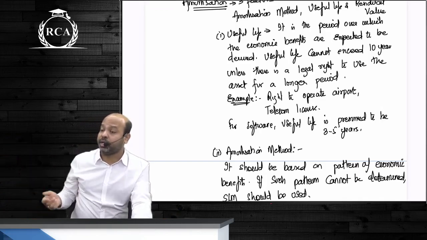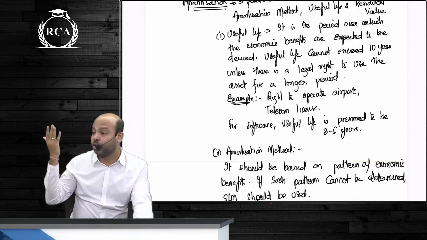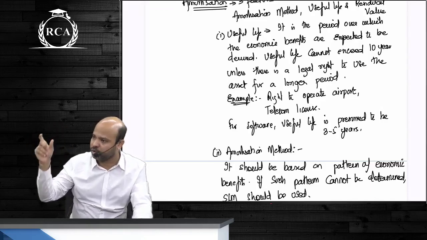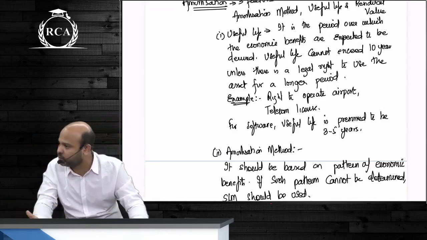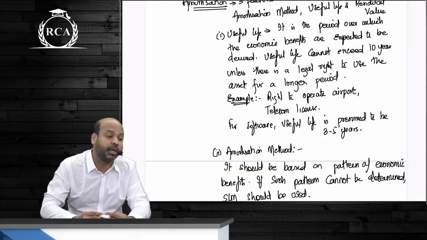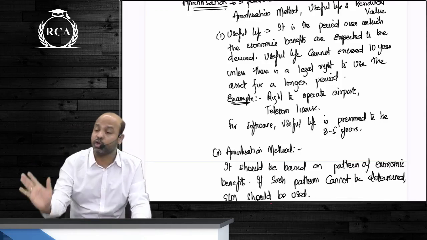We have a patent, and you are telling me, I know that I will be able to use it for 20 years, doesn't matter. You will have to amortize it over 10 years only. It cannot exceed 10 years. For softwares, it is assumed to be 3 to 5. This is about useful life.